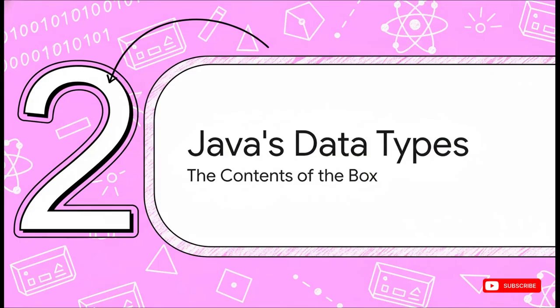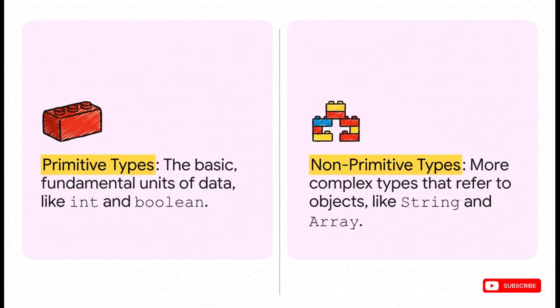Okay, so we've got our memory box. The next logical question is, what exactly can we put inside these boxes? And that, my friends, leads us right into our next section: Java's data types. Now, this is absolutely crucial to understand. In Java, all data types fall into one of two buckets. On one side, you have your primitive types, and on the other, you have your non-primitive types, which you'll also hear called reference types. Getting this difference is a real game changer.